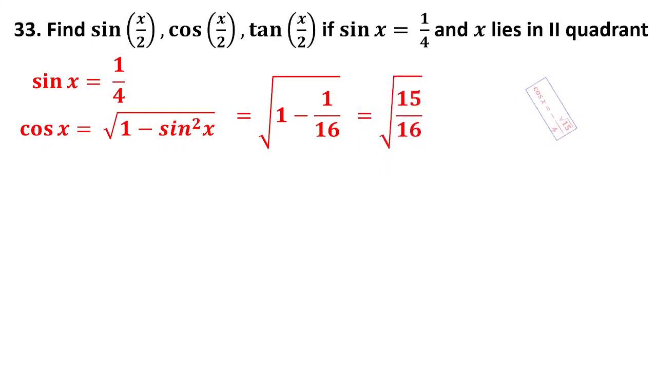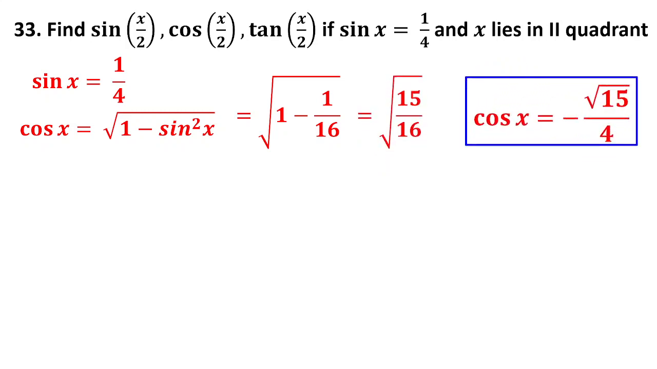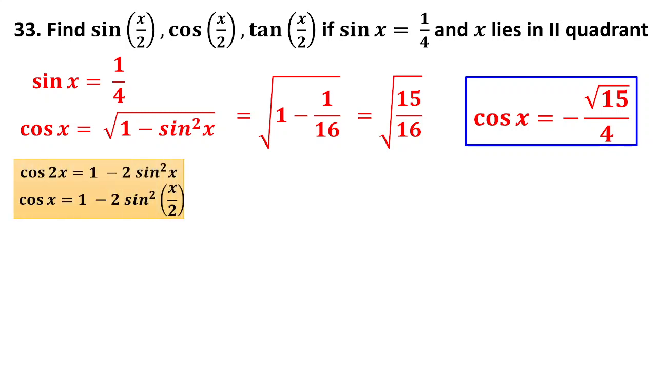That is cos x is equal to square root of 15 by 16, but x is in the second quadrant, therefore cos x is minus of root 15 by 4. Now we are going to make use of the formula cos 2x is 1 minus 2 sin square x. Or when it is cos x, we will get submultiple angle on the right hand side. That is 1 minus 2 sin square x by 2.